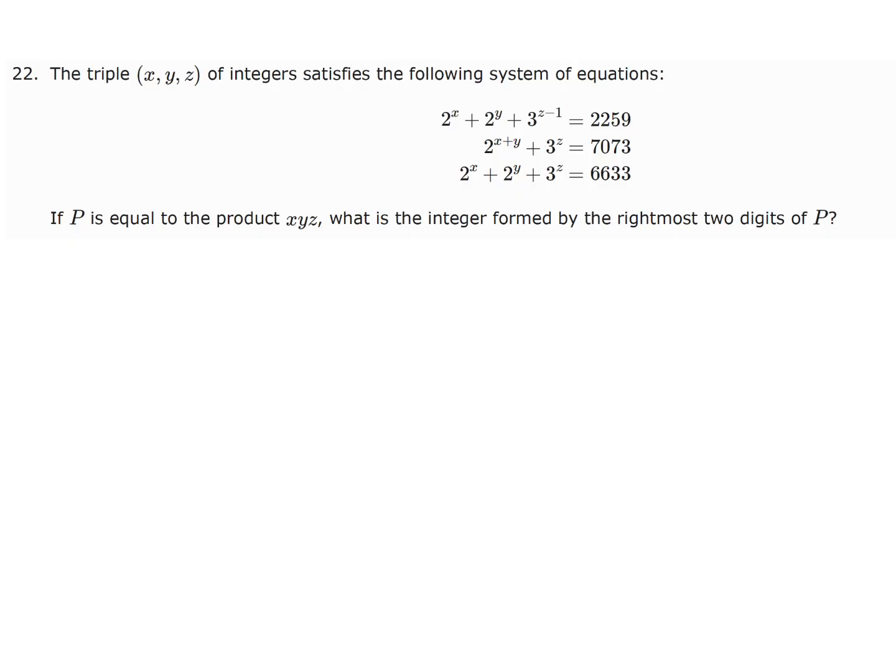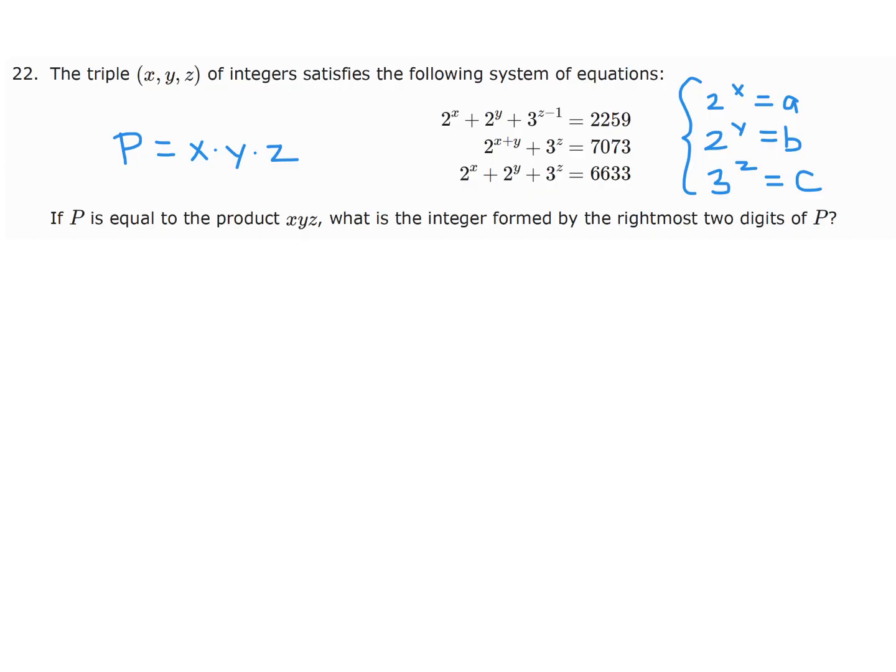Okay, so I'm going to make some substitutions here. I'm going to let 2 to the x equal a, 2 to the y equal b, and 3 to the z equal c. And when I do that, p is equal to x, y, z. Well, obviously that's going to be calculated at the very end. But the reason I did this is because I'd substitute those into these equations.